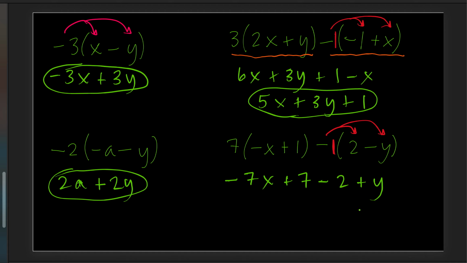Okay? Now we just look for like terms. These are the only like terms, so you can put these in any order. Negative 7x plus 7 minus 2, that's a positive 5, plus y. And these are all unlike terms, so that's it.